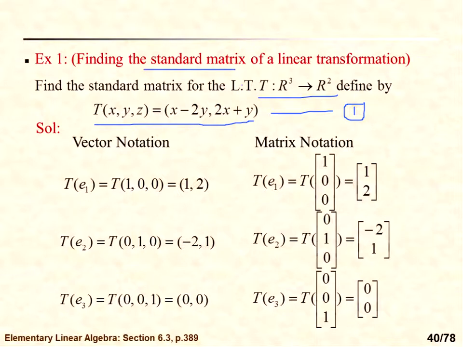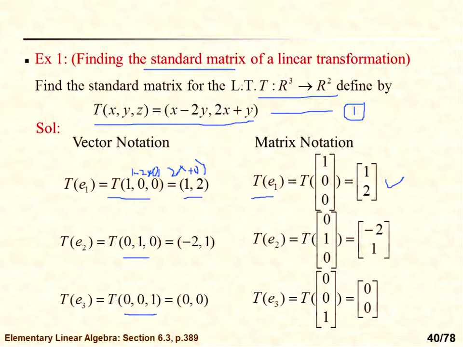So we know the standard basis is (1, 0, 0), (0, 1, 0) and (0, 0, 1). These are called the standard basis. So the transformation of E1 is T(1, 0, 0), and from equation number 1 it equals (1, 2). Why is it (1, 2)? From equation number 1, it is 1 minus 2 times 0, and 2 times 1 plus 0, which equals 1 and 2. Hope you understand how we get (1, 2).